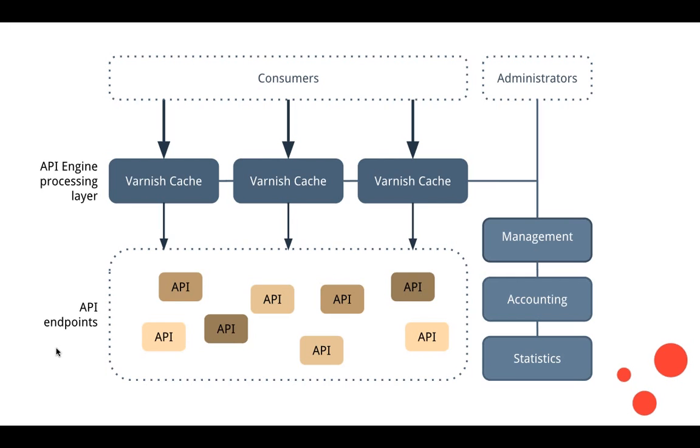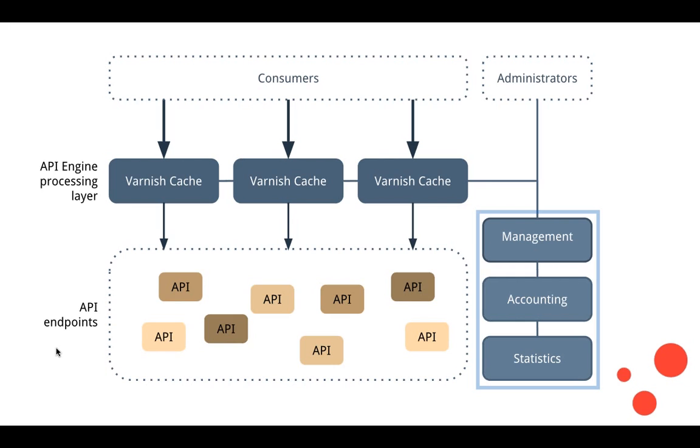So about the design. This is a typical production environment running the API engine. On top, we have the consumers. They send requests to our Varnish Cache layer. I'll come back to that in the next slide. These Varnish caches communicate with our centralized services, which are the management service, accounting service, and the statistics service.